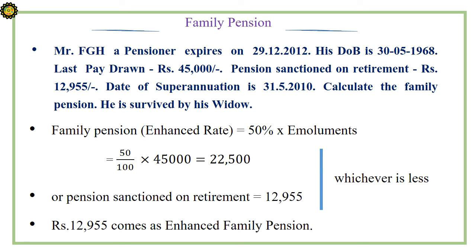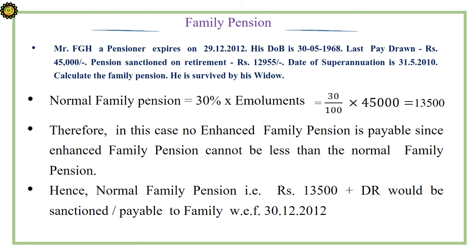This government servant is survived by his widow. So the family pension at enhanced rate will be 50% of emoluments and it comes out to be 22,500. And the pension sanctioned on retirement is 12,955. So we will compare these two and take the lesser amount. So rupees 12,955 is the lesser amount, so the enhanced family pension comes out to be rupees 12,955.